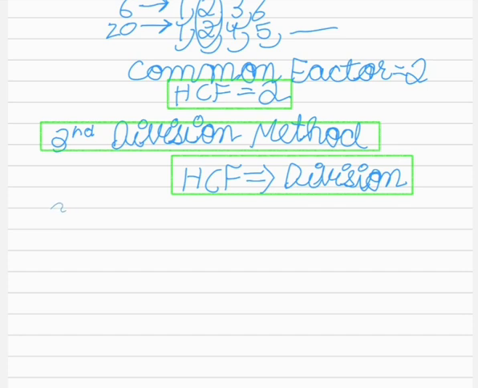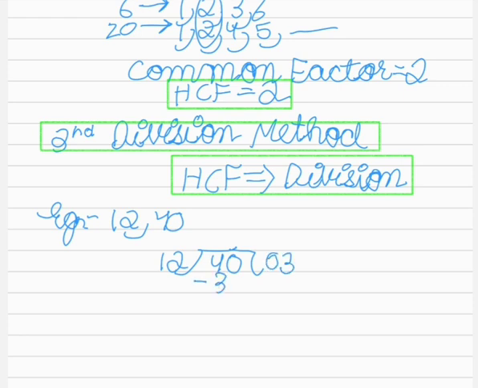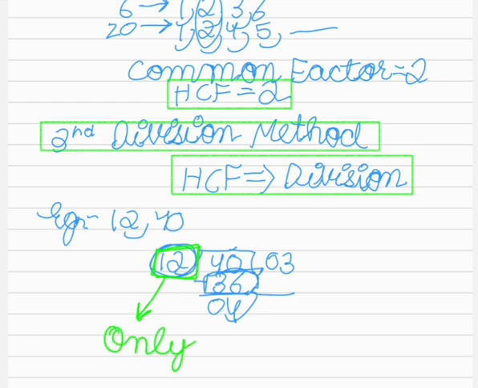So for example, you have to find the HCF of two numbers like 12 and 40. How will you find it? The smaller number is 12 and the bigger number is 40. As you know, in division the smaller number will become the divisor and the bigger number will become the dividend. So divide 40 by 12. 12 times 3 is 36, and 4 is the remainder. Then we will divide with the divisor only, not with this answer. We have to divide it with only 12.